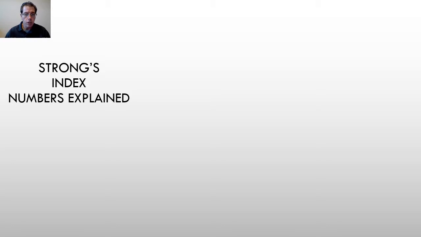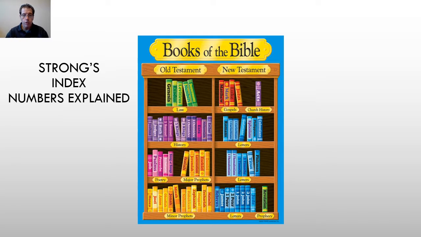So we're looking at the Strong's numbers. What are Strong's numbers? Now this is an index. How did this come about? Imagine all the books of the Bible on a bookshelf, the Old Testament on one side, the New Testament on another. The New Testament was written in Greek, the Old Testament written in mainly Hebrew and a little Aramaic. So we could separate these into the New Testament and the Old Testament.